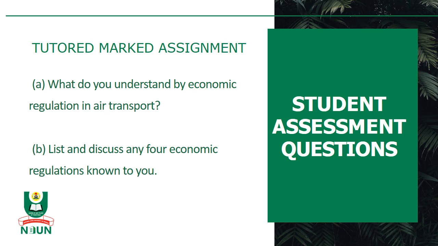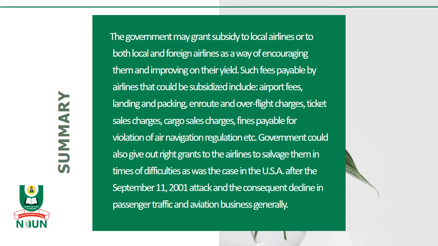The tutor-marked assignment is: what do you understand by economic regulation in air transport? Then list and discuss any four economic regulations you know. Then what are the requirements for flying in Nigeria? Then how could a license be obtained in Nigeria? These are the students' assessments that must be answered.